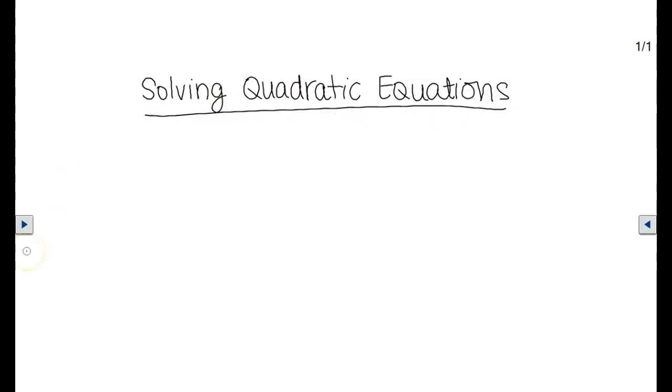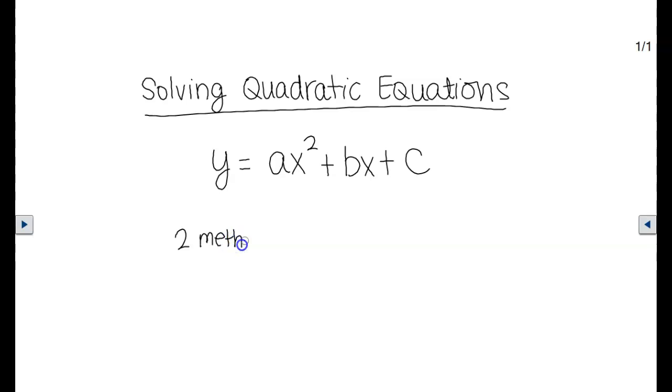Now, from your work last week, you all know that a quadratic equation has to look a certain way. It has to look like this: y equals ax squared plus bx plus c. So there's got to be a squared term, a regular term, and then a constant term out here on the end. Now, you are going to learn two methods for solving these quadratic equations.